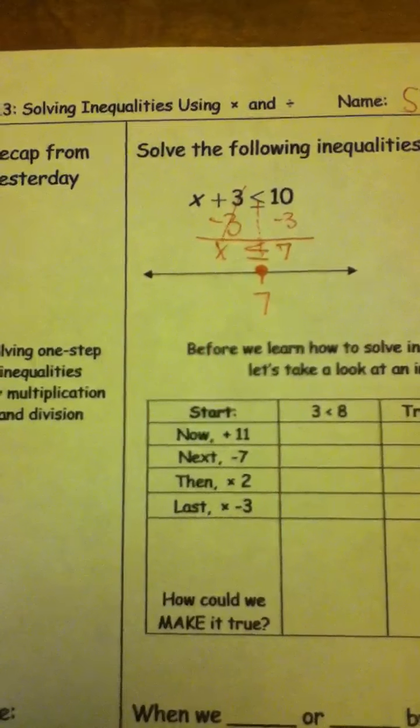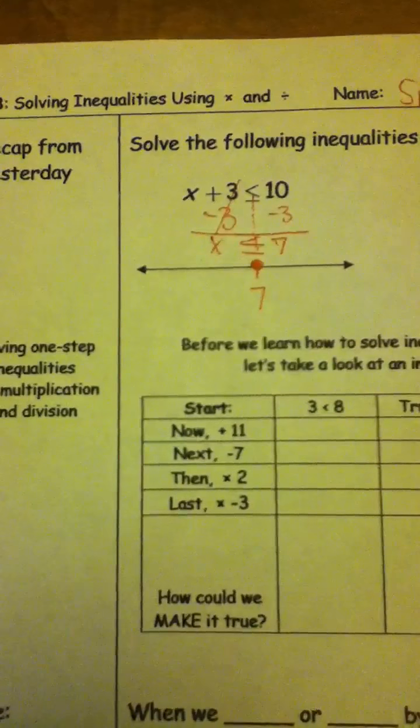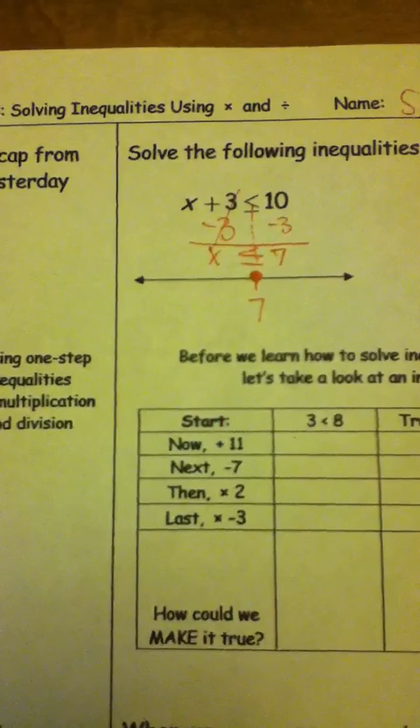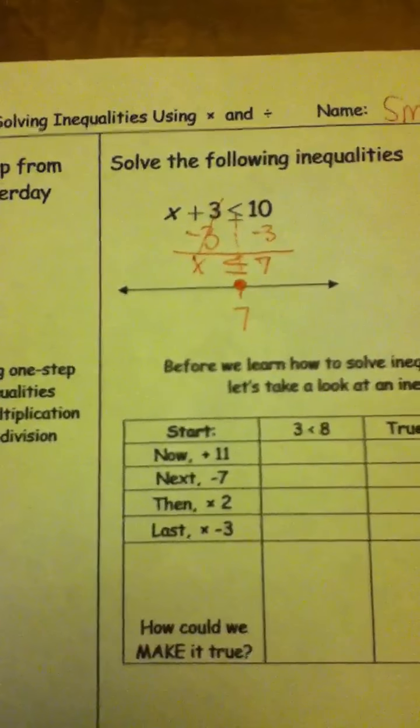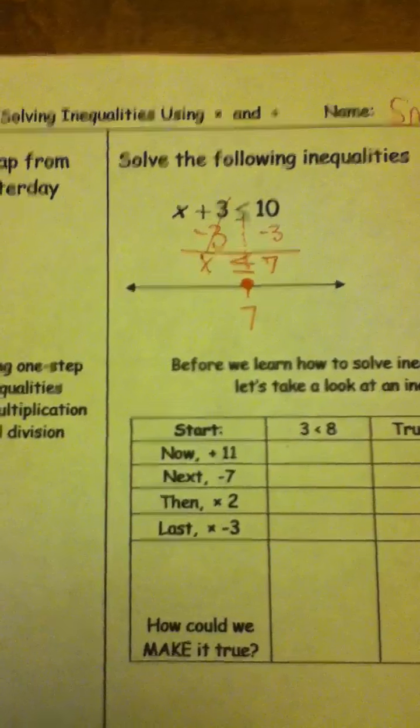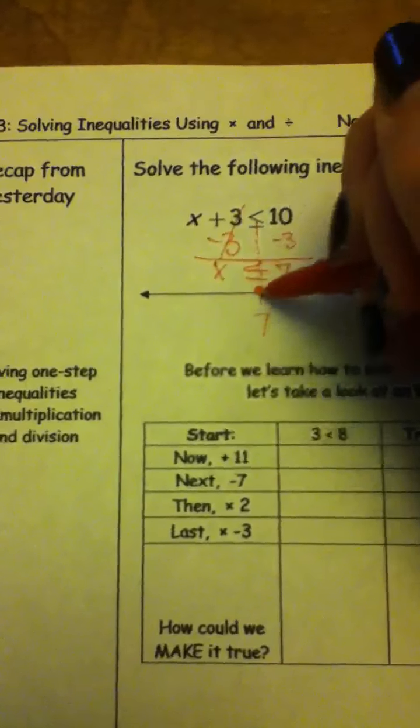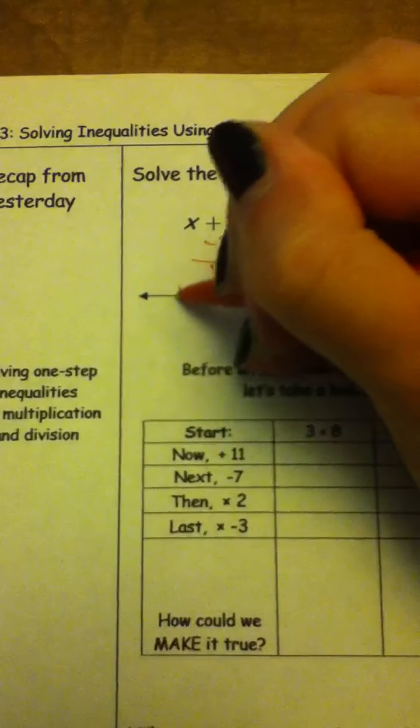From here, we need to decide which way to fill in. x is less than or equal to 7. Less than, so think the numbers need to be smaller than 7. So we're going to fill in to the left.